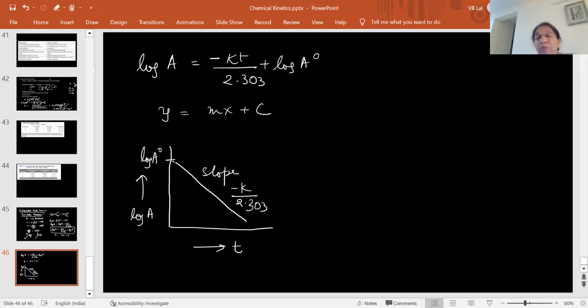Okay, so sometimes the slope will be given and you may be asked to find the rate constant. How will you do that? For a first order reaction, the slope of the line is equal to minus k upon 2.303. Okay, so that is for the first order reaction.